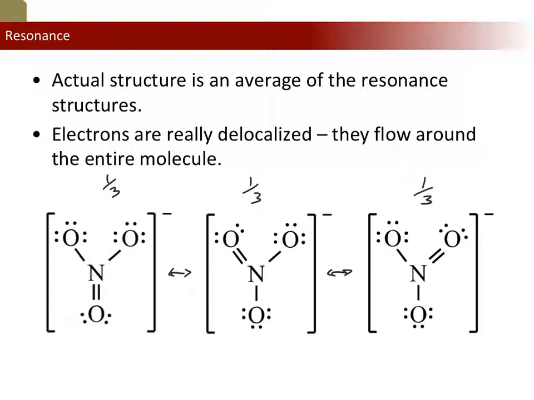The electrons we draw as static, but in reality the electrons are moving around the outside of the central atom so quickly that at any given time the electrons could be here or here or here, depending on the time at which you look at it.